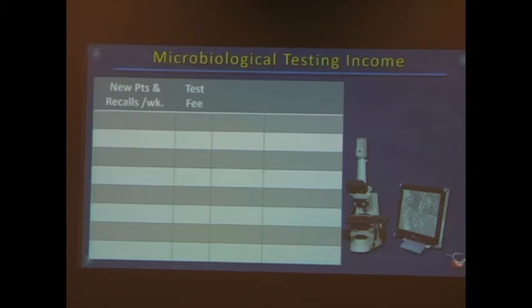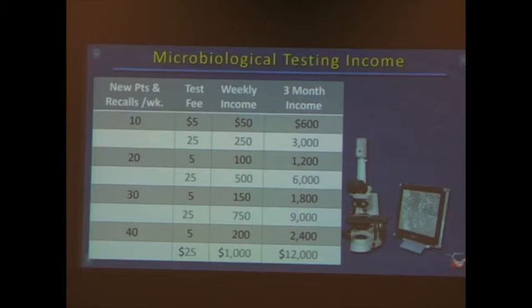So you can do a little chart like this, and you'll have that in your copies that you can download, and just experiment with the number of recalls you have a week, times whatever fee you choose to charge for the test, and calculate your weekly and monthly income. You will find very rapidly that it generates considerable income, and that's not even mentioning the additional periodontal procedures that that patient is going to demand that you perform for them to get rid of those bugs.